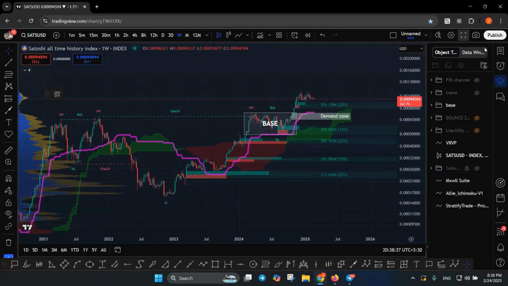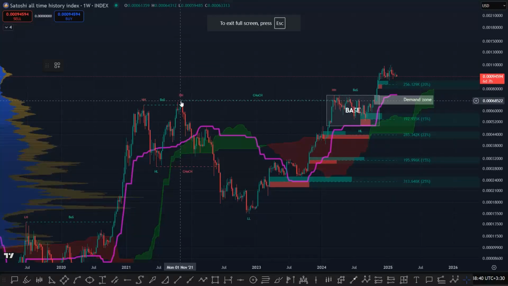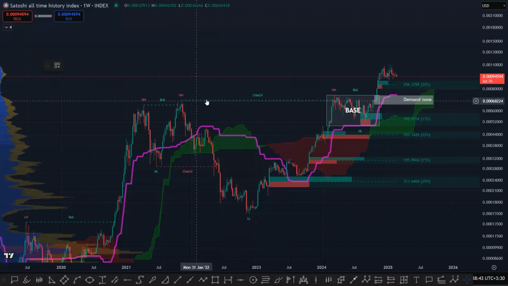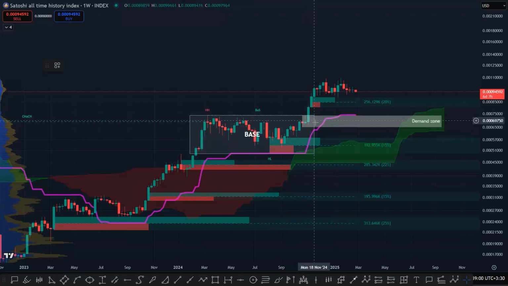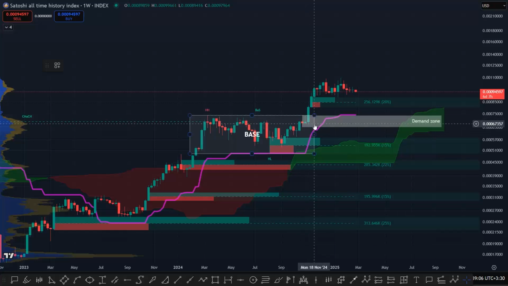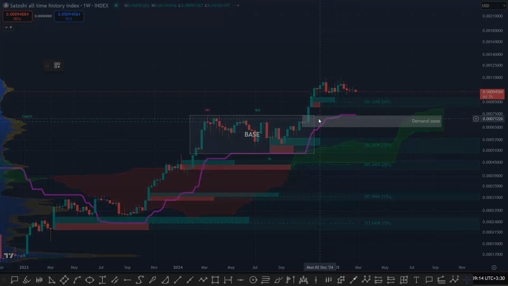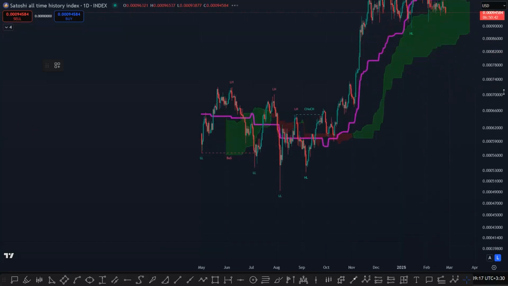Okay, but as you can see, we had a change of character here, or CHOCH. Okay, and when we broke this level, I mean the previous high to the upside, we spent a lot of time and formed a base here. Usually when we want to break the base to the upside, we form a demand zone or order block or important zone. Okay, and usually we want to go back and test that demand zone. If I jump into the daily time frame, you can perfectly see that demand zone.